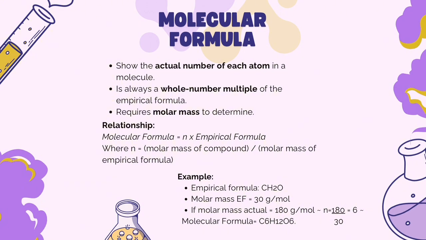For example, if the empirical formula is CH2O, the molar mass of the empirical formula is 30 grams per mole. If the actual molar mass of the compound is 180 grams per mole, the value of n is 6. Therefore, the molecular formula is C6H12O6.